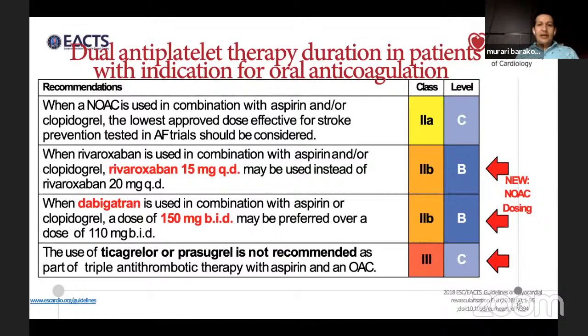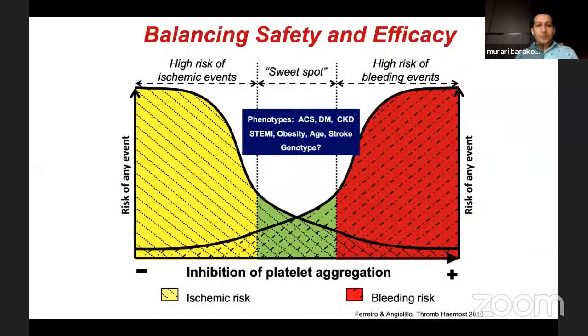And if we are combining, we can change our dose, like rivaroxaban 15 milligram will be enough instead of 20 milligram. But in case of dabigatran, 110 is not adequate. And ticagrelor or prasugrel, which are more potent, are not recommended as a triple therapy anytime, or even dual therapy is not tested. So basically, it is a game between the bleeding and the ischemic events, and the balance between them is a must.